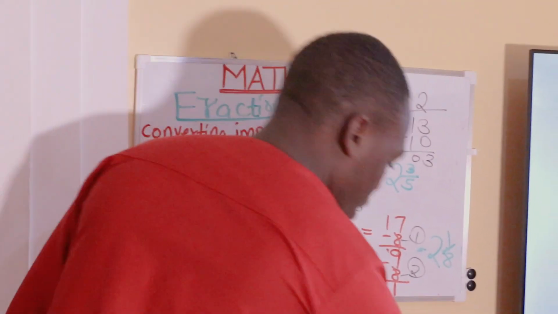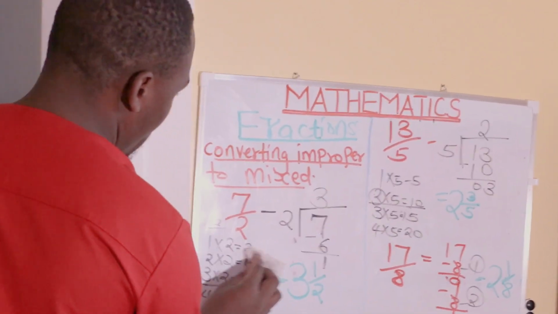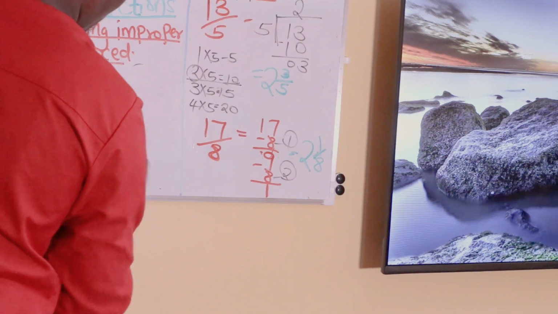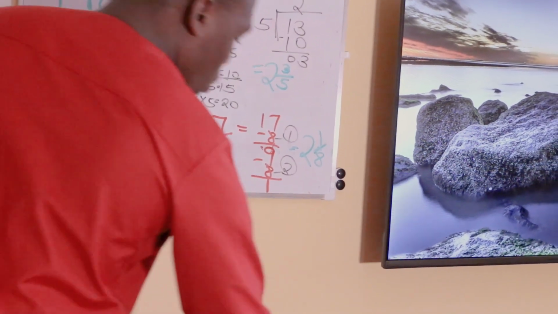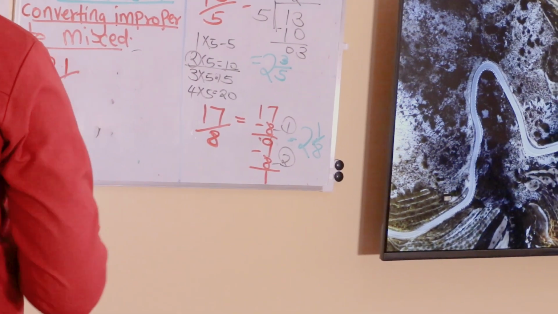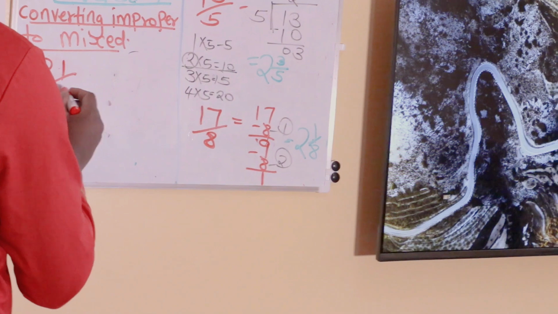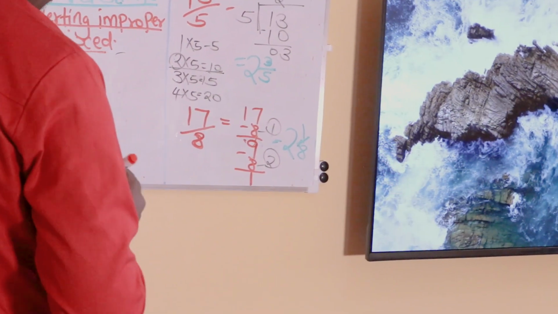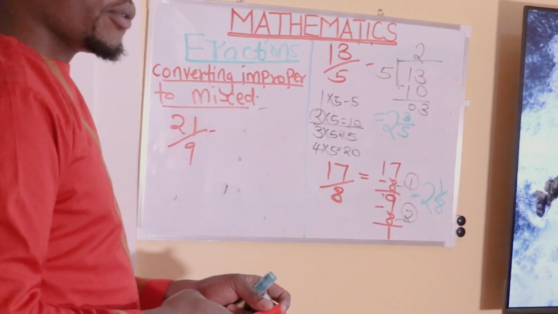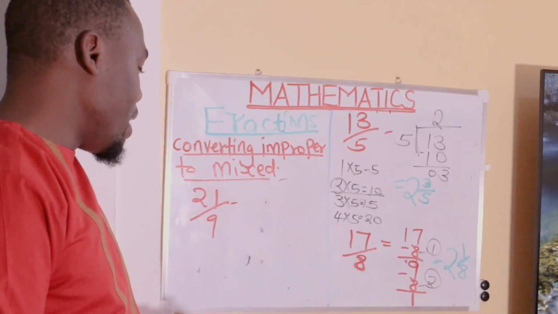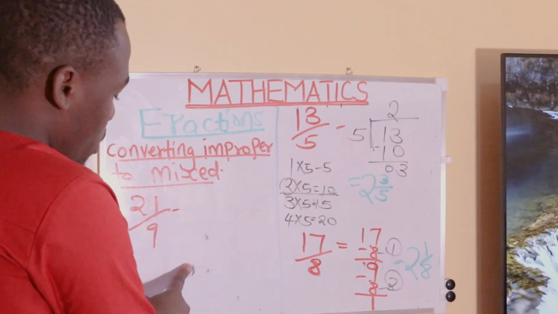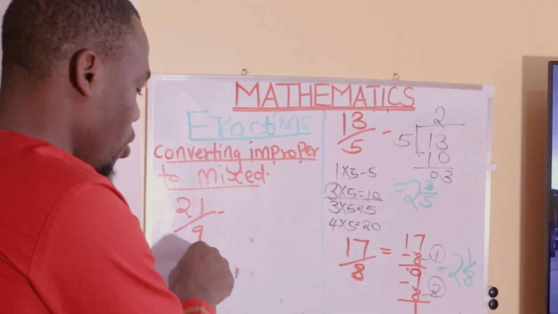Improper to mixed. Let's do another one where we are using repeated subtraction. You might be given a fraction like, for example, 21 out of 9. They want us to convert it into a mixed fraction, and we want to use the formula of repeated subtraction. Repeated subtraction is where we are subtracting several times until we get a number that is less than our denominator.